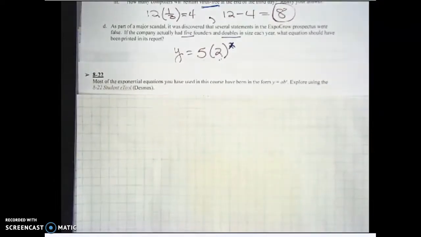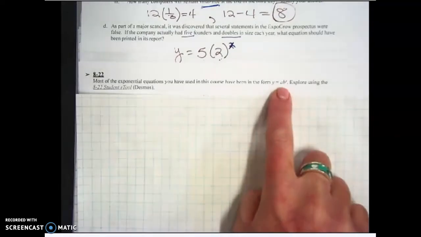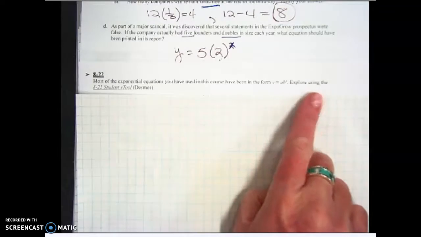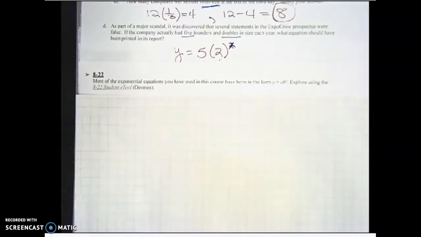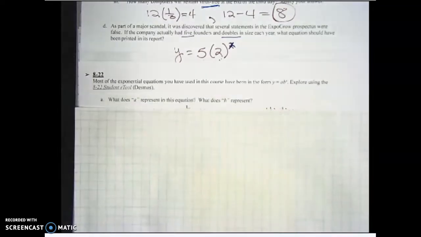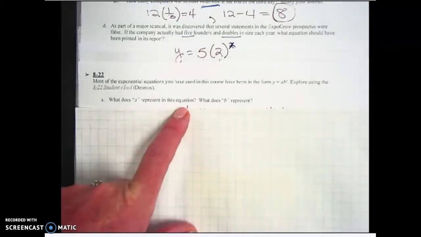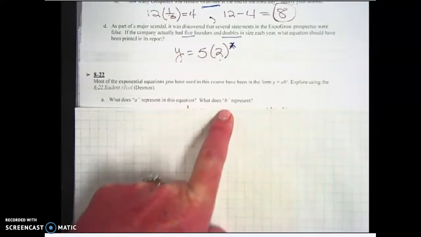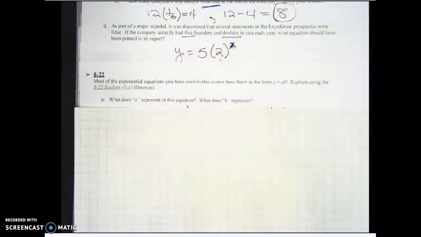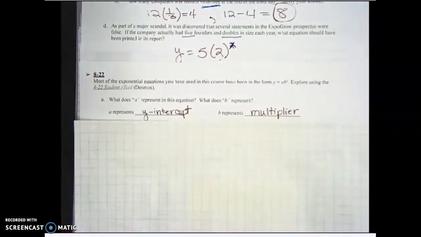There we go. Question 822 says, most of the exponential equations you have used in this course have been in the form y equals ab to the x. Explore using the student tool. You can do that in just a minute. But first they want to know, what does the a represent in this equation and what does the b represent in this equation? So we've already talked about it a little bit.